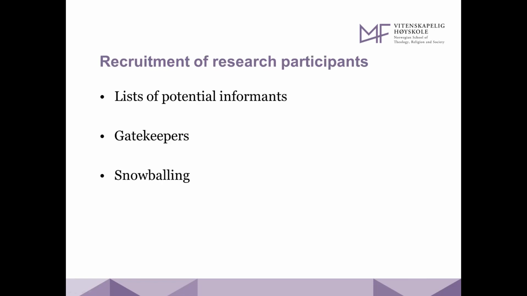Lastly, in this video, I want to say something about how to recruit research participants, because there are some tricks here and some key terms that you should be familiar with. One way of recruiting research participants is to start by going through lists of potential informants or potential research participants. This is maybe not so relevant for recruiting specific individuals, because you might not have access to these lists or they might not exist, but it could be relevant if you're looking for an organization, a congregation, a school. You might be able to find lists, and then you can look at these lists to help you decide where to start contacting people.